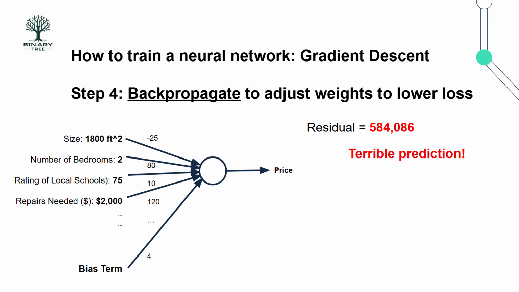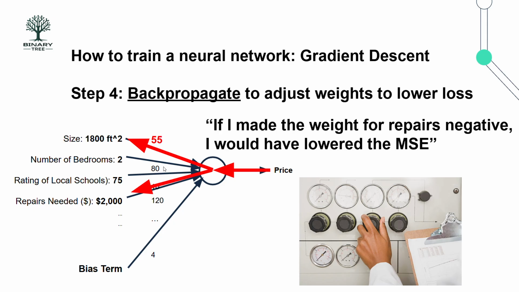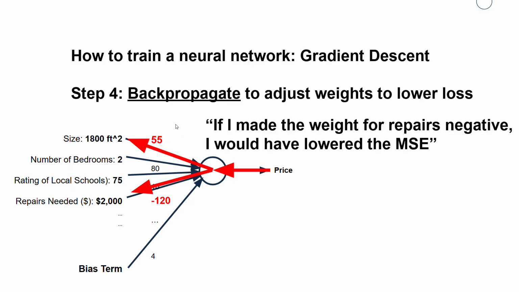Now, what we do is we backpropagate to adjust the weights. So we go back and think, if I had increased this weight, the negative 25 weight, maybe I would have had less error because the number for the expected price would have been a little bit higher. Maybe if I had lowered the weight for repairs, if I made it negative, maybe it would have lowered the MSE, the error. It would have made the predicted price higher, lowering the error.